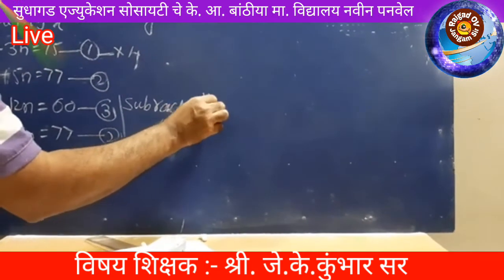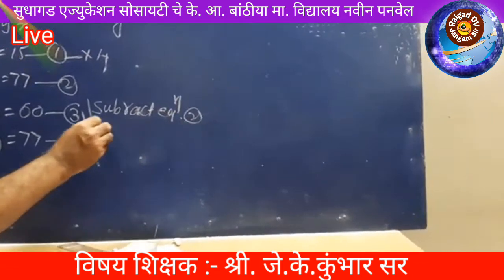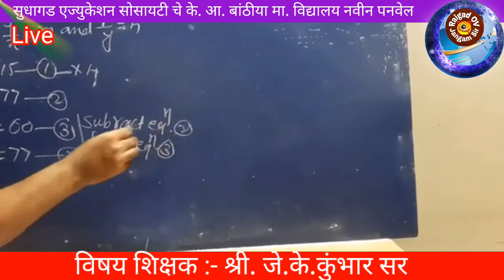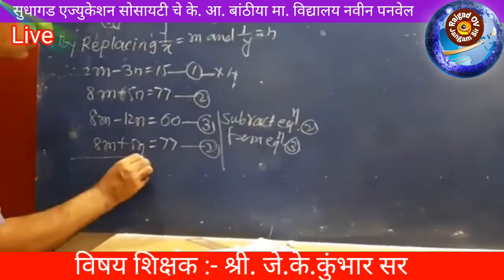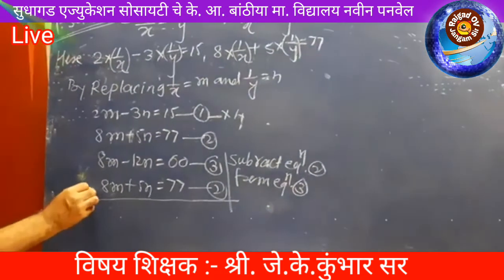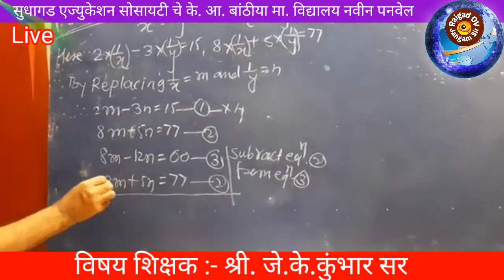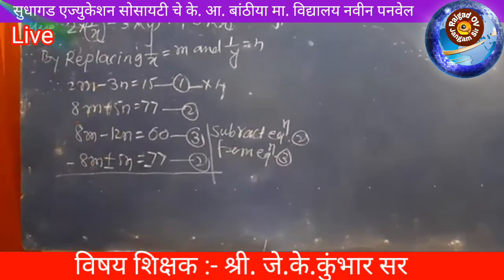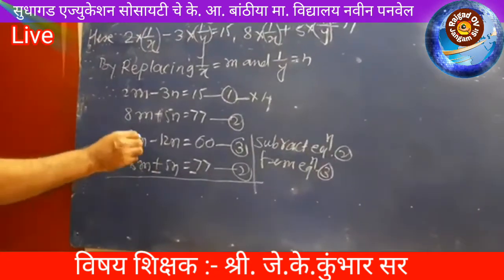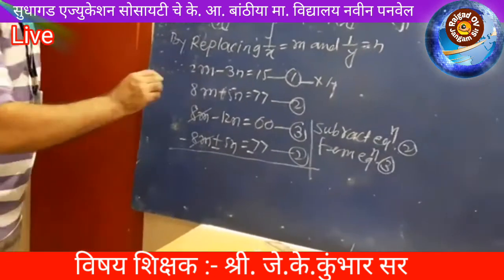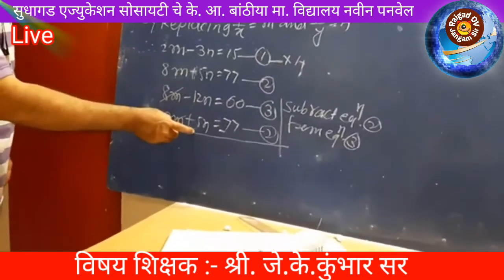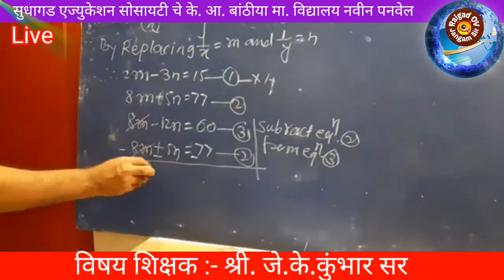Subtract equation 2 from 3. We get, by changing the sign, plus minus, minus become plus, and minus plus become minus. 8m minus 8m gets cancelled. These are the same sign, that means addition, and with the same sign.